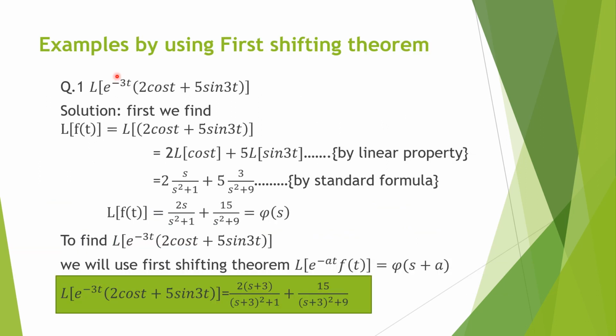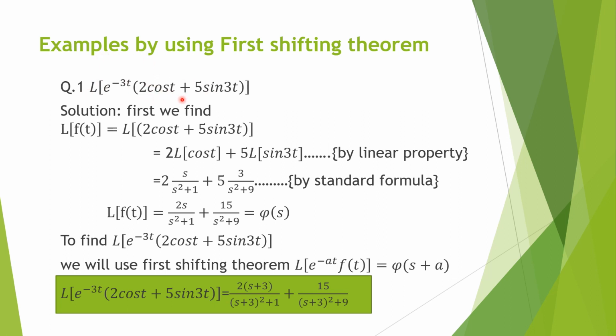So let's take an example based on the first shifting theorem. Question number 1: Laplace transformation of e raised to power minus 3t times (2 cos t plus 5 sin 3t). First we find the Laplace transformation of the function of t. What is our function of t? Now you can see the Laplace transformation of these two functions is required.